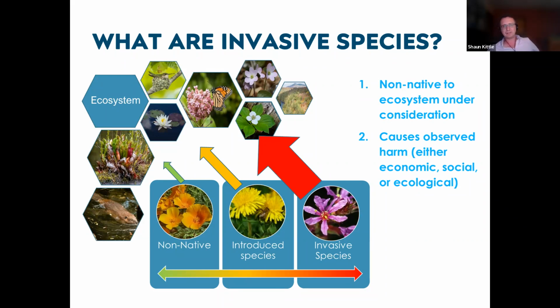We'll get into some examples of those negative impacts, but first, let's talk a little bit about what makes a species invasive. So an invasive species must hit these 2 bullets. 1, it is not native to the ecosystem under consideration, and 2, it must cause some kind of harm, which we define as economic, social, or ecological. To be clear, a species that isn't native to an ecosystem isn't considered invasive by default. The species must cause some kind of economic, social, or ecological harm.